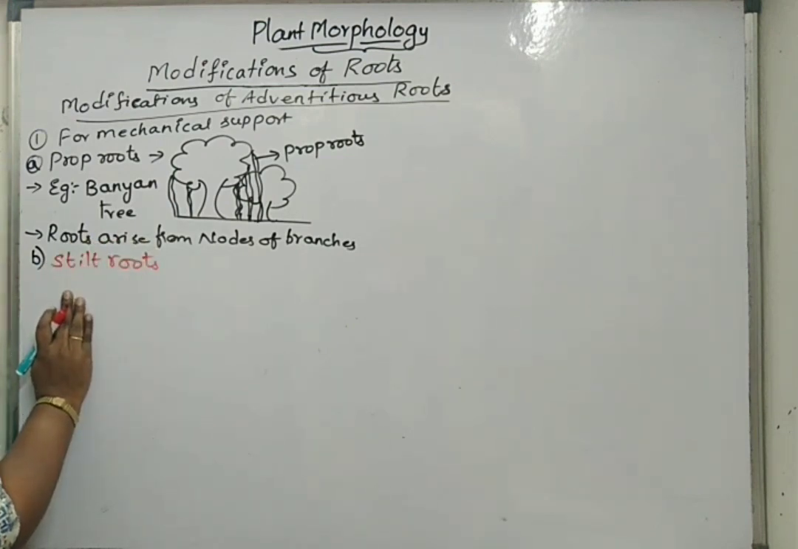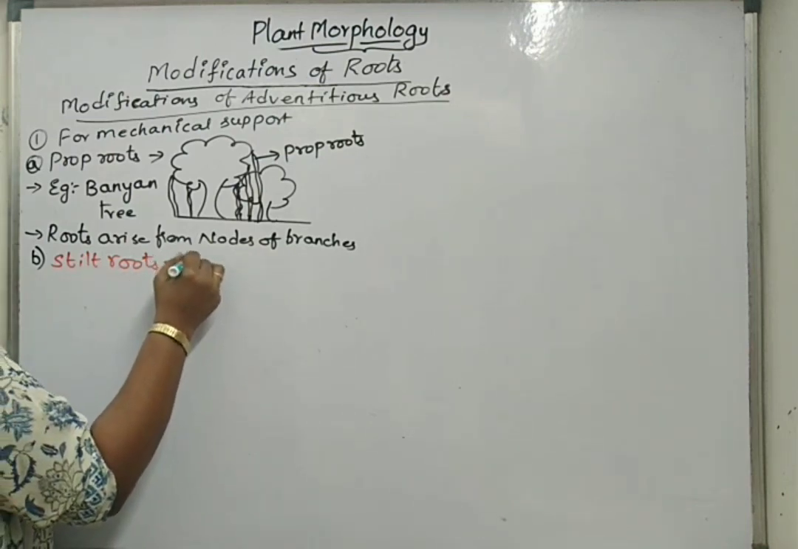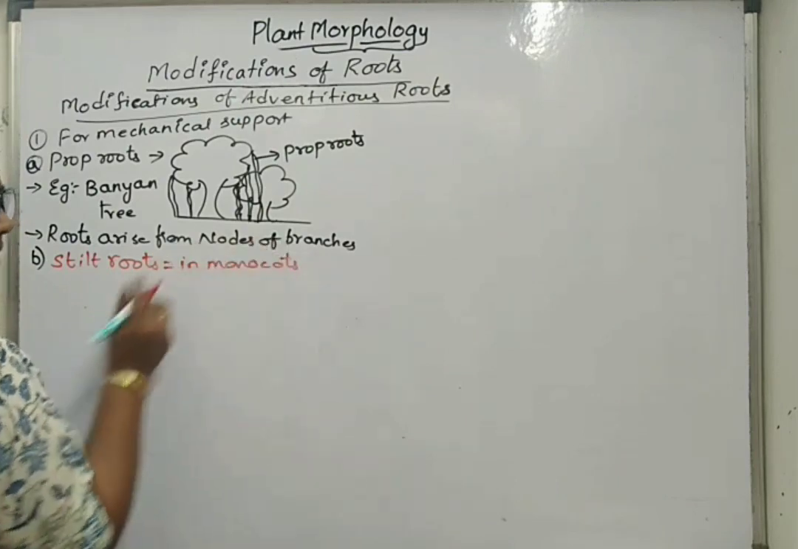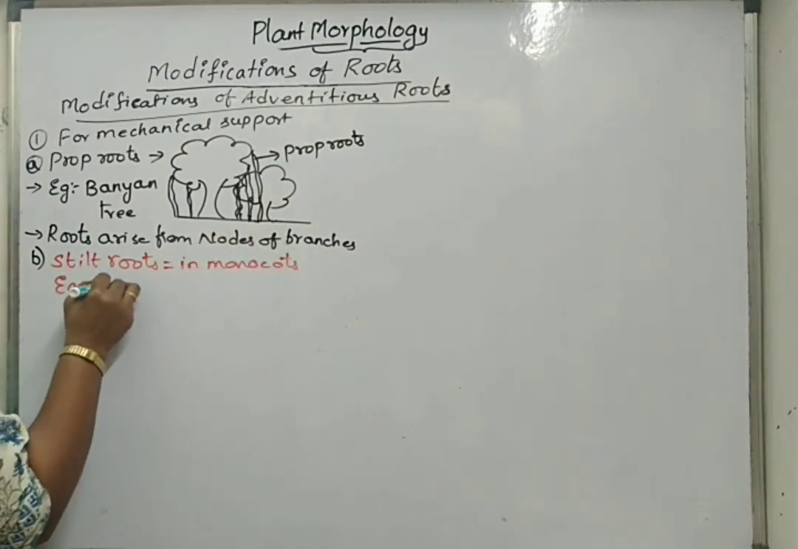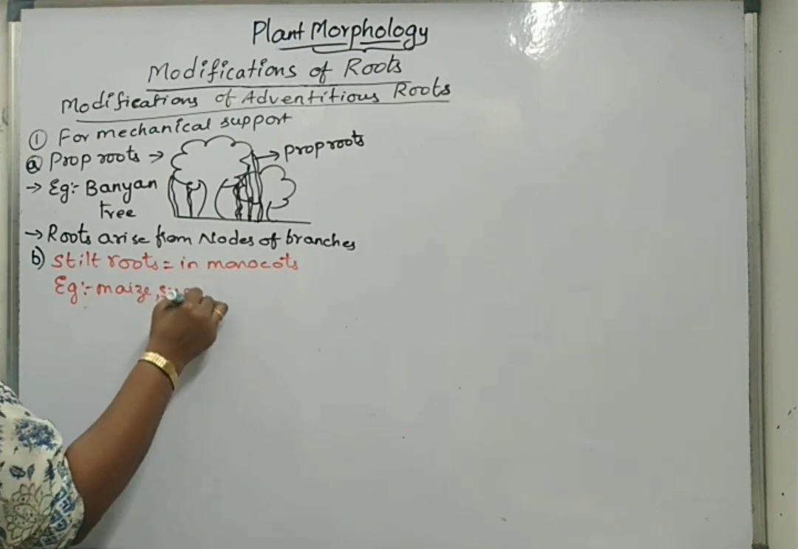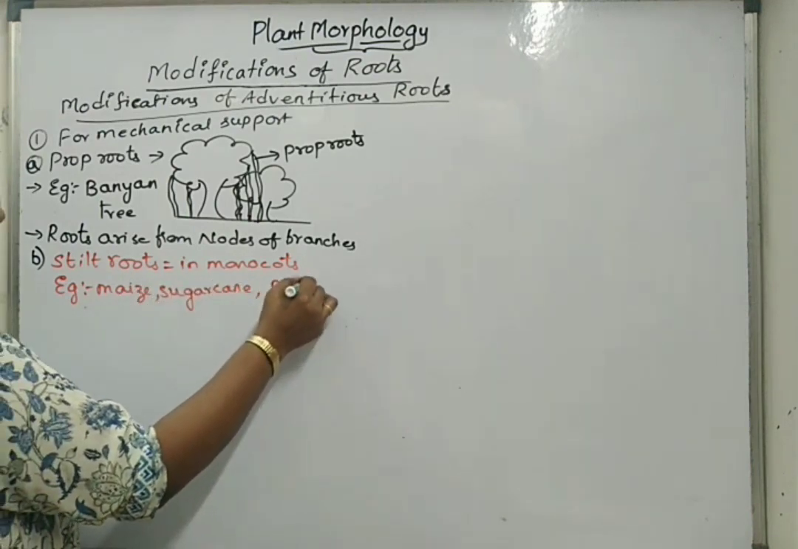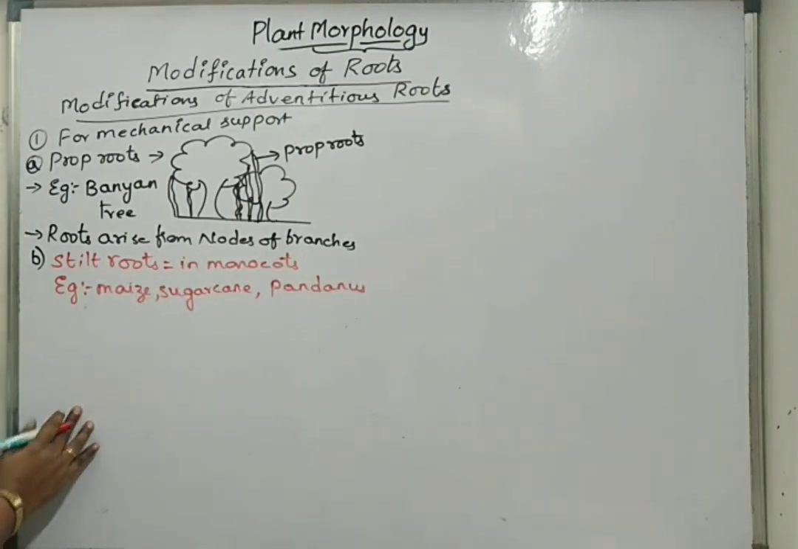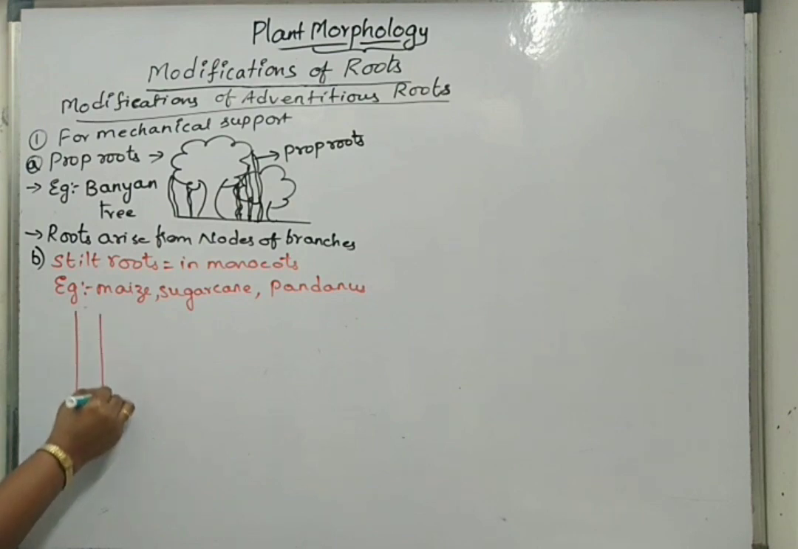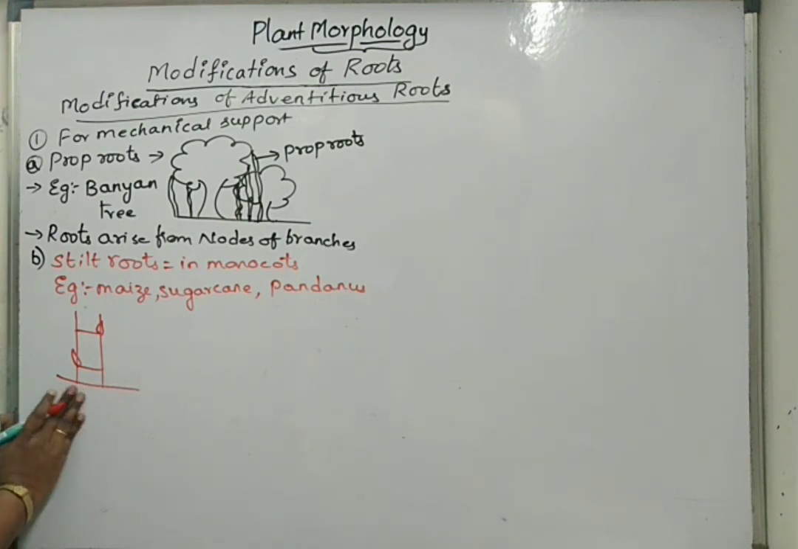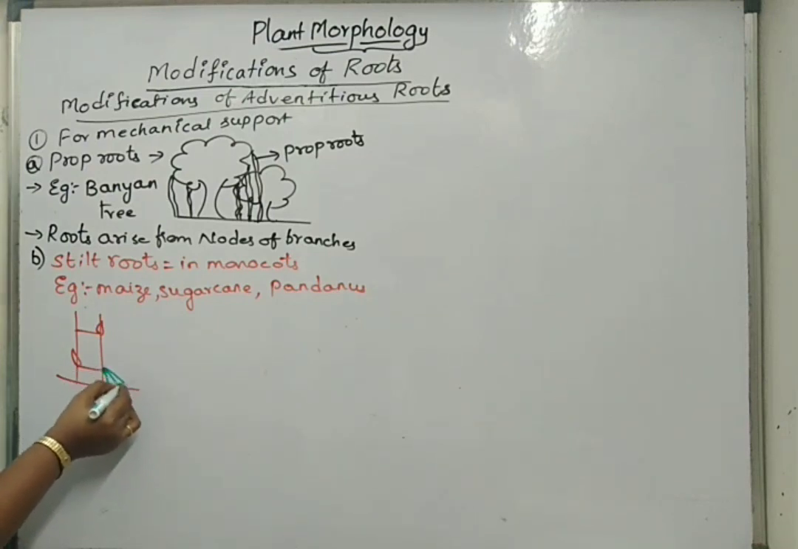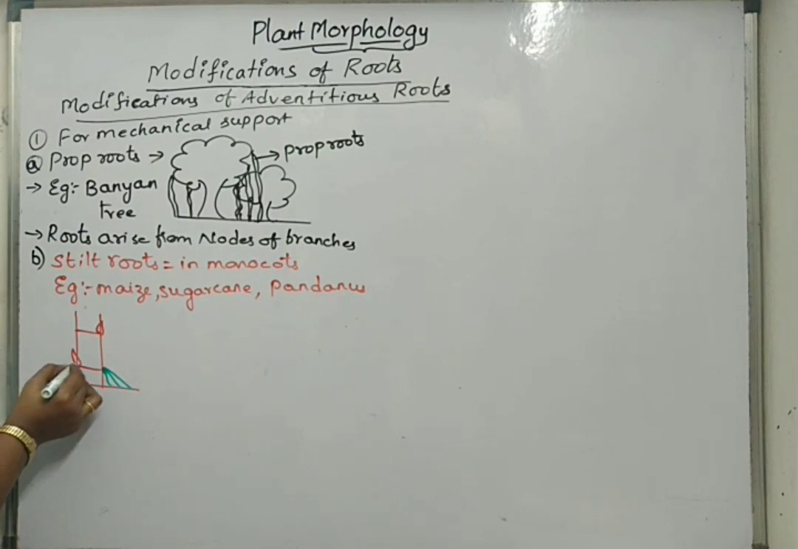Stilt root is the characteristic feature of mostly monocots. We will write some examples like maize, sugarcane, pandanus, etc. Here in case of stilt root, if you take this one as stem, these are the nodes and this is the earth layer. Roots will be developed from the node region and they will grow slantly towards the earth layers, giving grip and support to the stem from falling to either side. Their growth will be like this.